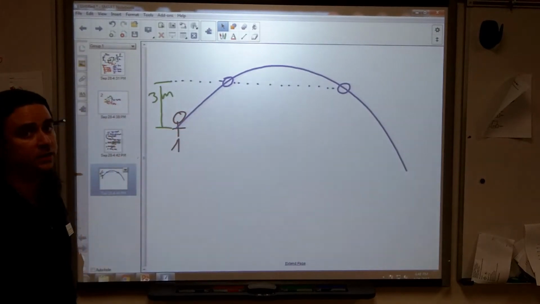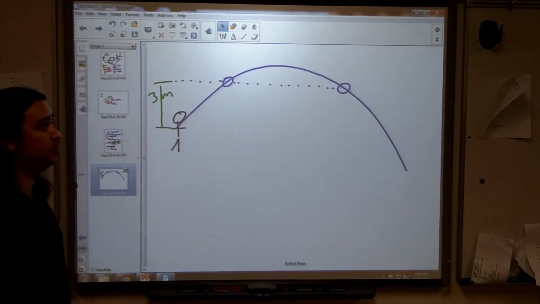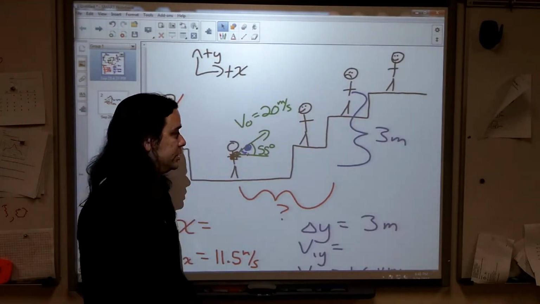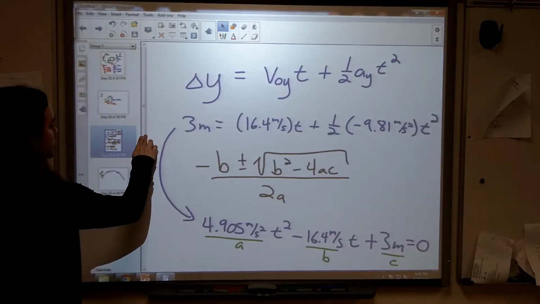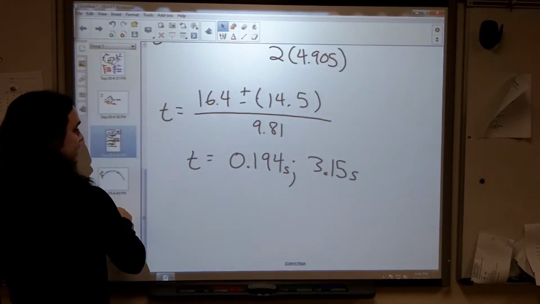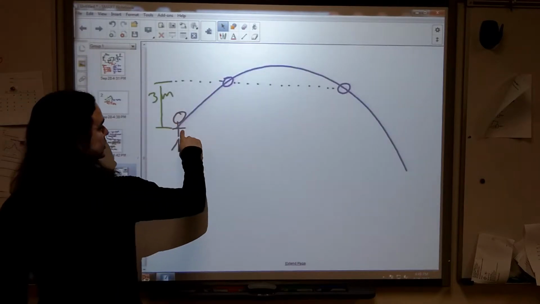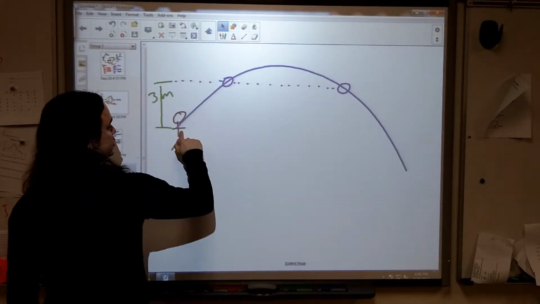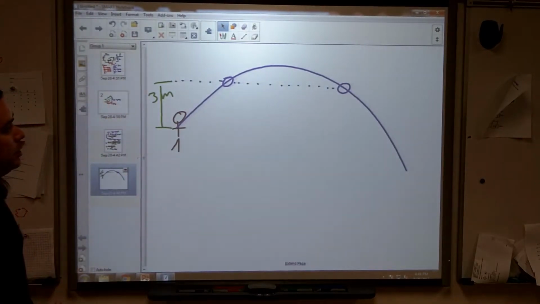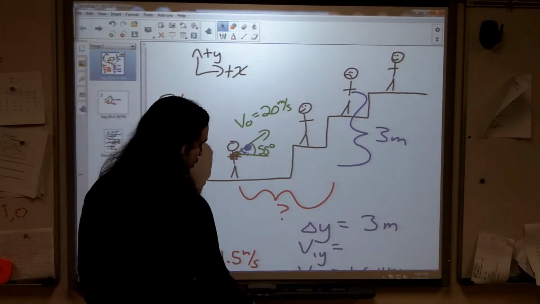This is why there are two positive answers, because there are 2 times that it's actually up 3 meters in the air. The first one happens about 0.2 seconds after we fire. It takes about 0.2 seconds for it to get to this one. The other one happens about 3 seconds after we fire. There are 2 answers. What does this mean? Well, you have 2 options.